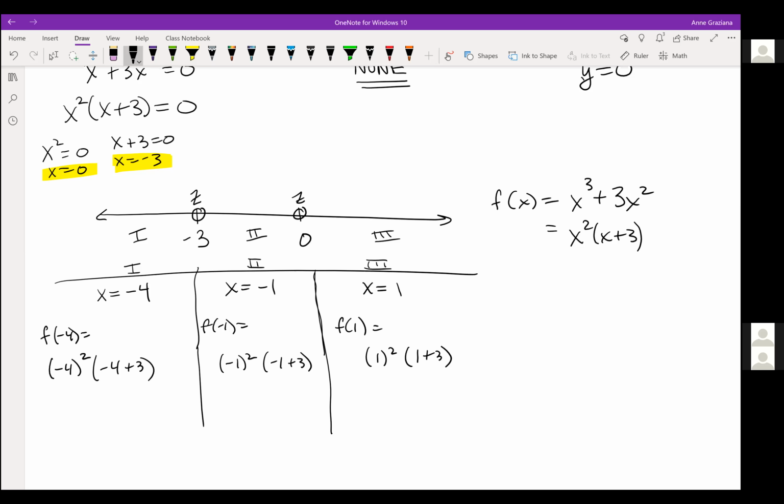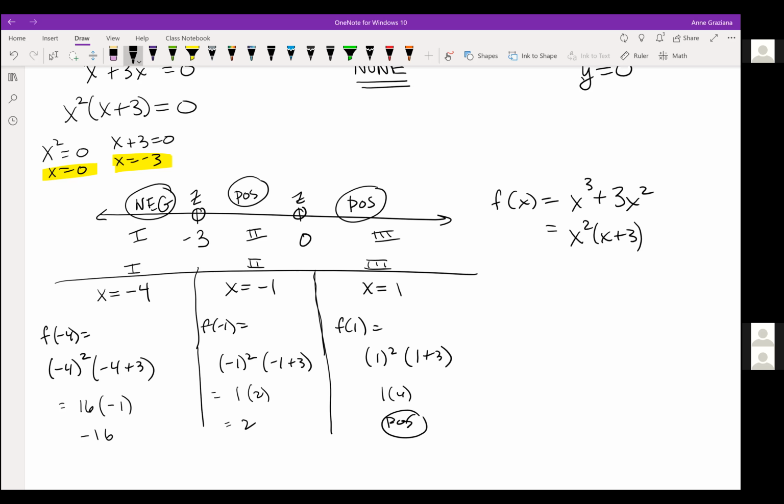Yeah. All right, so when you guys did this, you should have gotten, look, here's 16 times -1, -16. So this should be negative. And then here is 1 times 2, which is 2. This is positive. And then 1 times 4, which is positive. So did you guys get negative, positive, positive? Yeah. Okay.